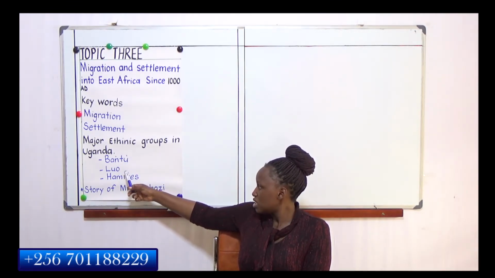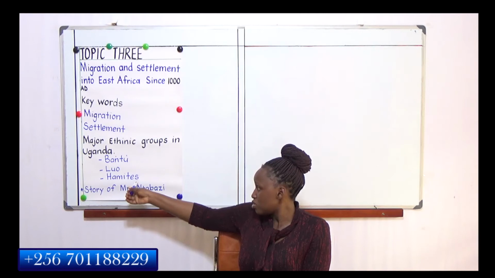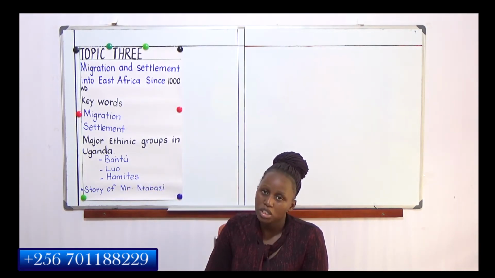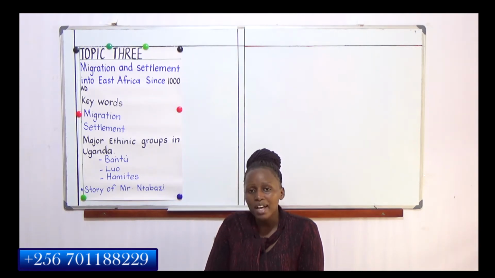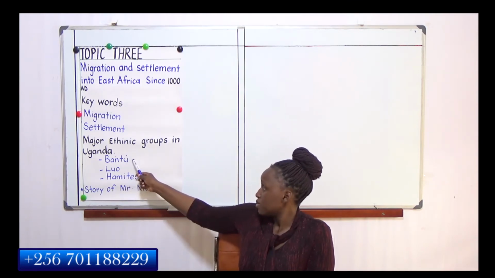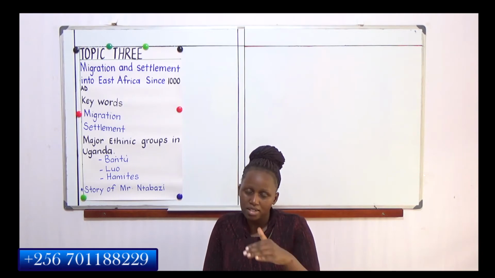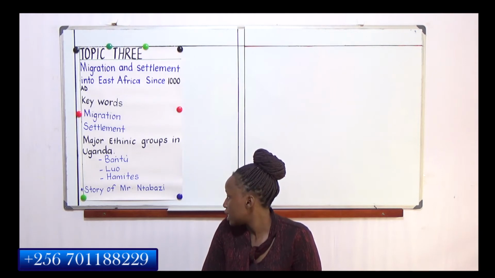The Luo are also cattle keepers, they're pastoralists. And the Hamites were also pastoralists. However, later they adopted some agriculture. So those are the major ethnic groups that we have in Uganda. However, the largest ethnic group in Uganda are the Bantu, and they live around the central and eastern parts. There are really very many in Uganda.